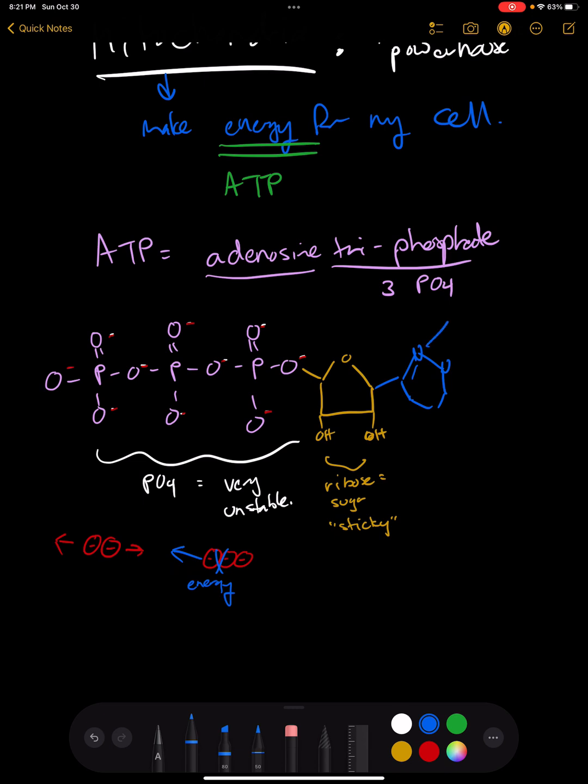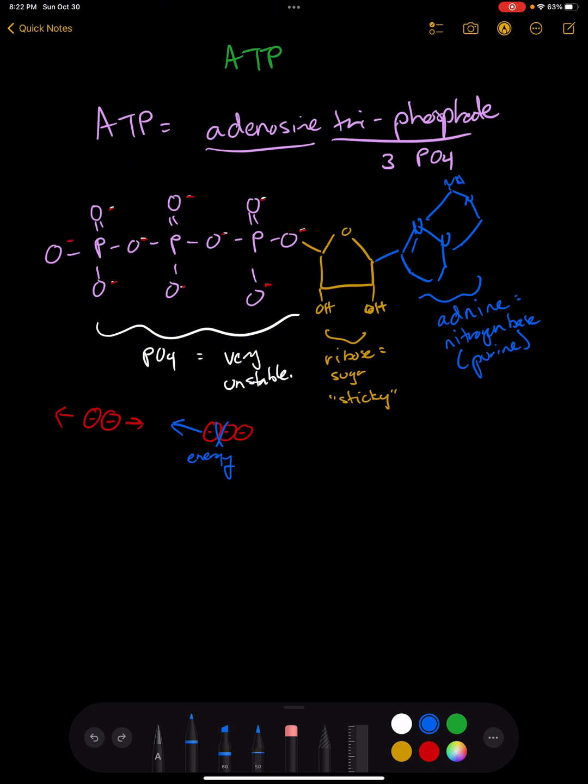And then we have another nitrogen right here. So that's NH. So this is going to be my adenine. And my adenine, if you recall, is a nitrogen base. And for fun, it is a purine because it has 2 rings. And so now that I'm looking at this ATP molecule, I can really kind of draw it like this. So here's my 3 phosphates. And then here's my adenine group.